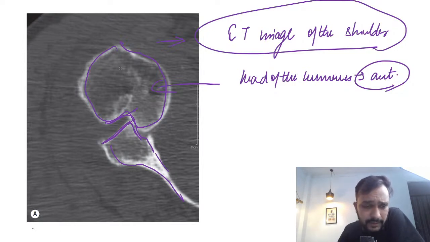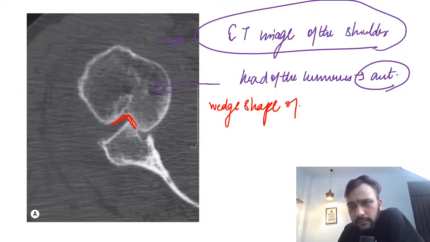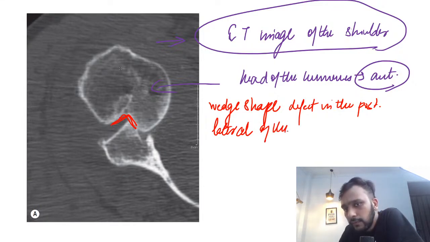Because of this impaction of the head of the humerus, we are seeing that there is a wedge shape defect in the posterolateral part of the head of the humerus. What is this wedge shape defect known as, guys, which happens in anterior dislocation of the shoulder joint?